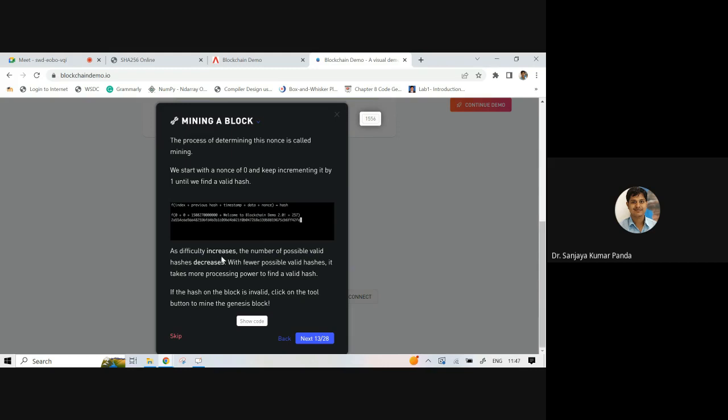So the difficulty increases when the number of possible valid hashes decreases. And with fewer possible valid hashes, it takes more processing power to find a valid hash. And if the hash on the block is invalid, click on the tool button to mine the genesis block.